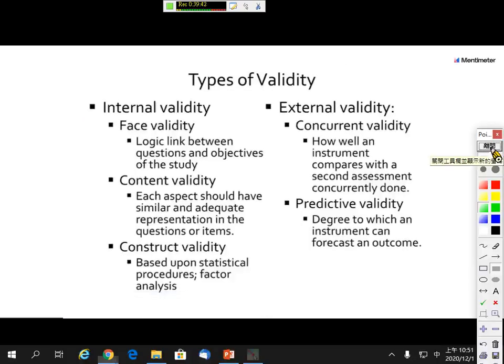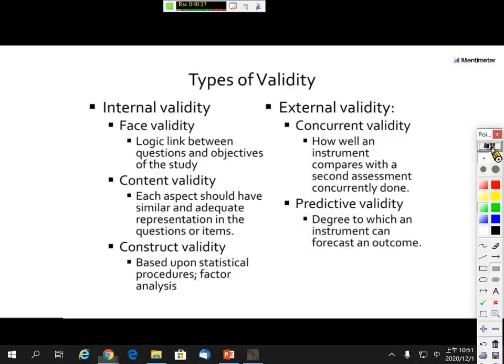Okay, now let's talk about types of validity. Basically, validity has two kinds: internal validity and external validity. Very simple. Internal validity refers to when we construct a research instrument or when we look at the study itself. What is the issue about validity internally? Internal validity has three different types: construct validity, content validity, and face validity.